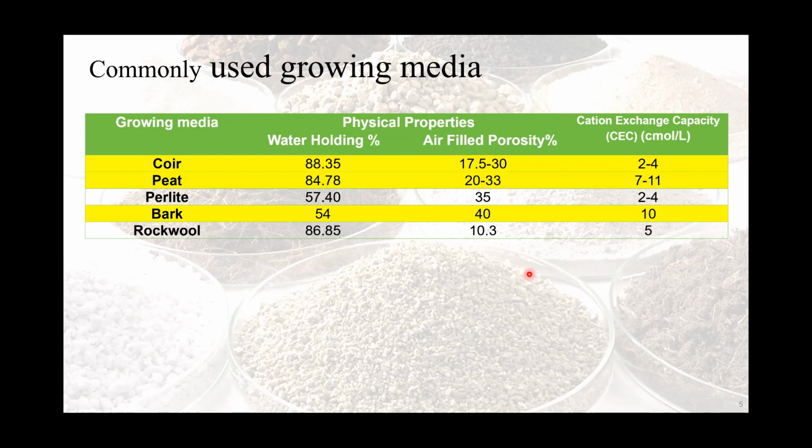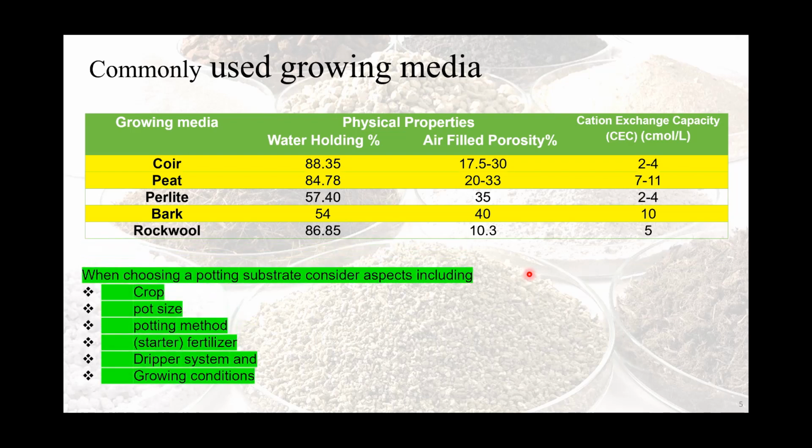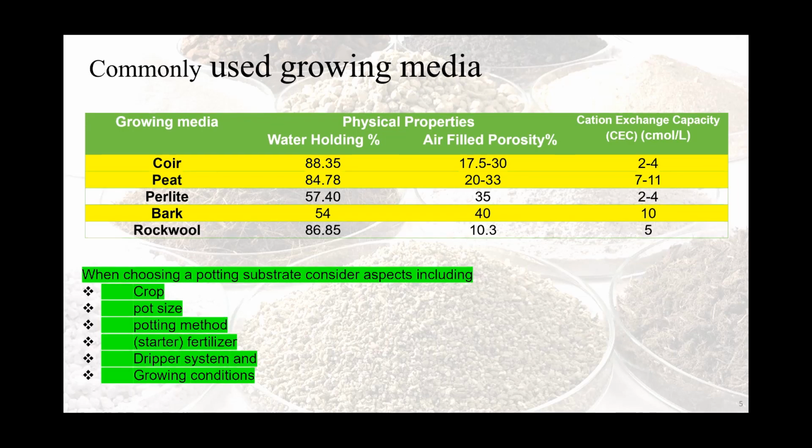Apart from these features, when it comes to choosing a growing media, you need to consider aspects like your crop and pot size. What is the potting method that you use? If you want to use a starter fertilizer or not. What is your irrigation system? Is it a dripper system? And also, what conditions do you want to grow your plant in? Is it open field? Is it a protected cropping situation? Is it under warm weather or cold weather? These are the features that you need to consider. Also, you need to consider the features of a good growing media. So all together they help you to choose the right growing media for your plants.